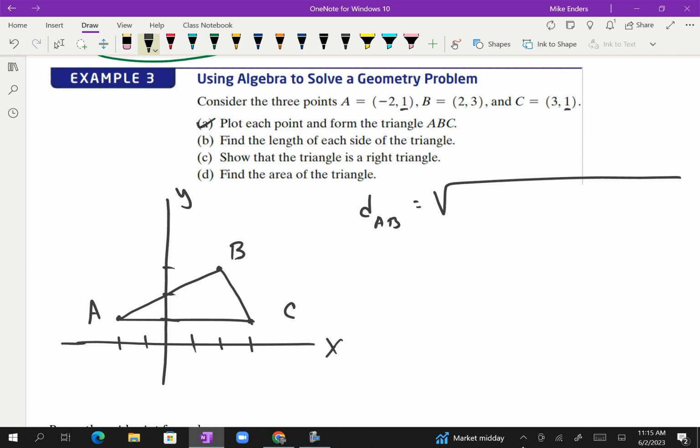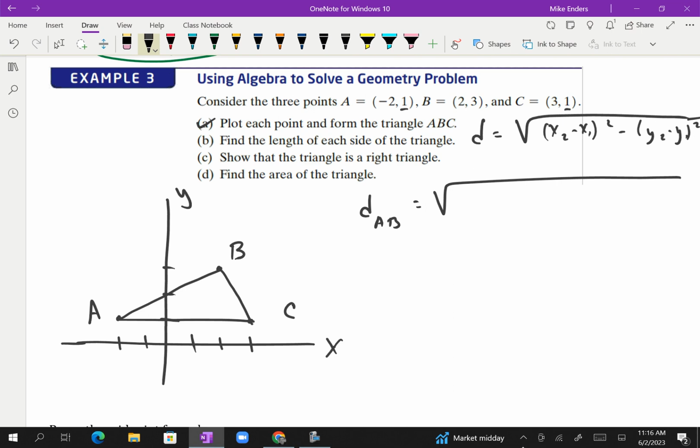On this one, it doesn't matter which point we label x2, y2, x1, y1. It doesn't matter either way. They still end up the same. So for our purposes here, let's go ahead and label A as the first point and B as the second point. So if we take our formula here in general, just to put that back up here, it was the difference in the x's squared plus the difference in the y's squared, and square root that whole thing.